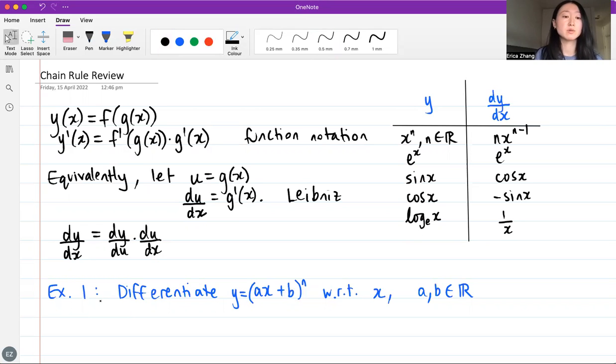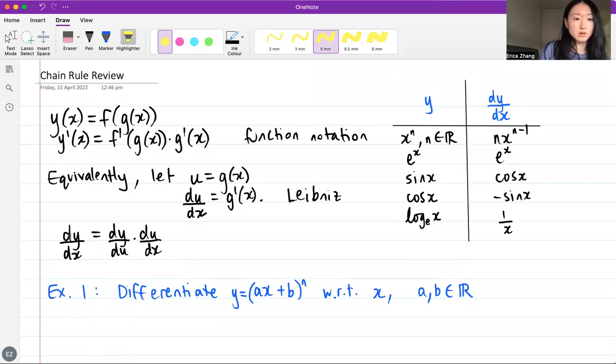Right, so we first take the derivative of the original function with respect to the innermost function, if we want to think of it like that, and then the derivative of that function with respect to x. So we have this, and then an equivalent way of expressing it.